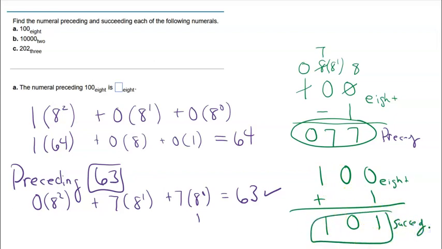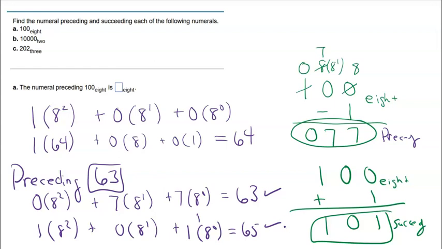But again, if you're not confident in that, let's go back to purple and just check it. We know the number after 64, remember that's our 100 base 8 converted to base 10, is going to be 65. So this should equal 65. Let's check it. So I have 1 times 8 to the second, plus 0 is my second, so times 8 to the first, plus 1 times 8 to the 0. Okay, well, 8 to the second, 64 times 1 is 64, plus 0, 8 to the 0 is 1, so that's 64 plus 1 is 65. So notice that checks out. So the preceding number is 077, the succeeding number is 101.